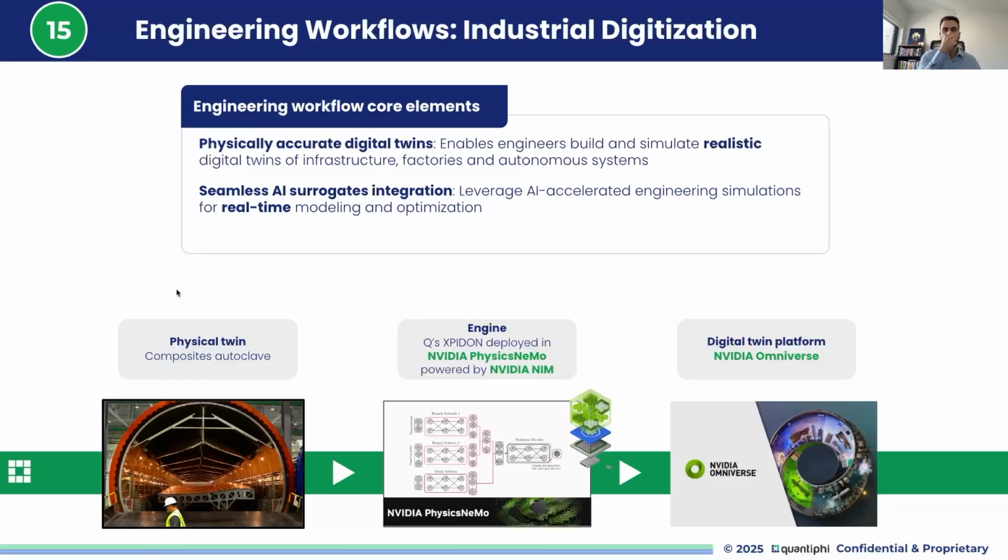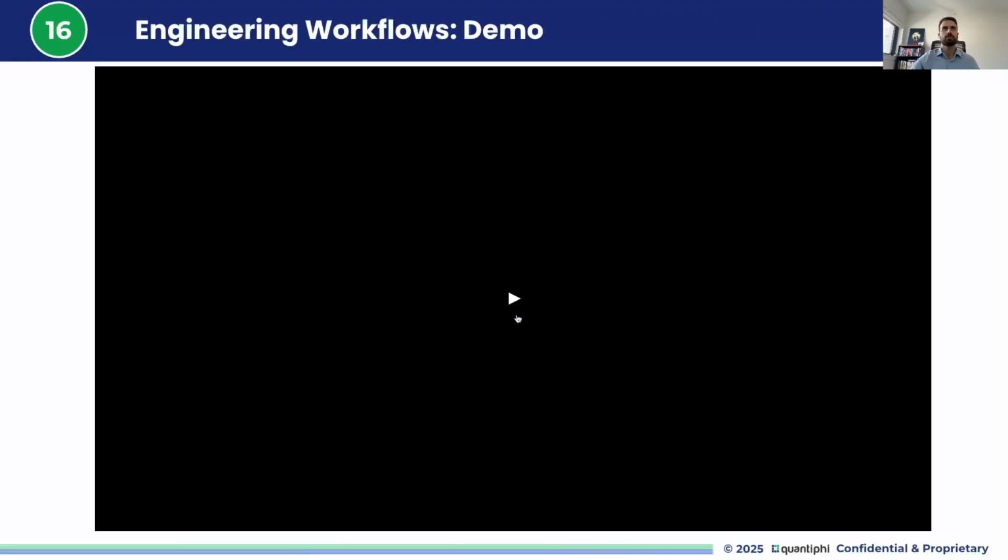Here, we looked at the same case study, composites manufacturing. Our physical twin is our composites autoclave. So we want to create a digital twin of this composite autoclave. Our engine is our AI surrogate model, in this case, our physics informed neural operators that we developed and covered in the previous slides. This model is implemented in NVIDIA PhysicsNeMo and is powered by NVIDIA NIM for GPU accelerated inference. And our digital twin platform is NVIDIA Omniverse. Now let's take a look at a quick demo, and I want to show you how this would look.